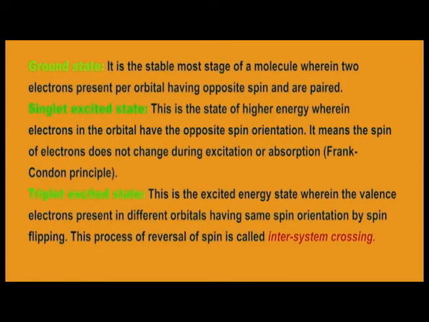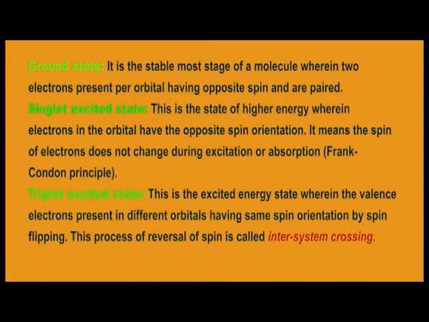The fluorescence phenomenon occurs via various energy states, which are as written on the screen. Ground state: it is the stable or most stable state of a molecule, wherein two electrons are present per orbital having opposite spin and are paired. Singlet excited state: this is a state of higher energy wherein electrons in the orbitals have opposite spin orientations. It means the spin of the electron does not change during excitation or absorption.